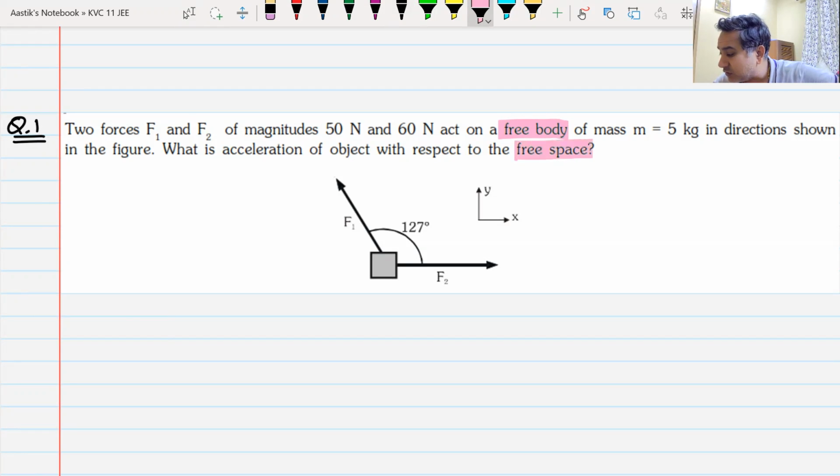Now, space is also free. That means there is no gravity. So you don't have to take the weight of this body. Do we understand this? So it's a very special question that has been made.